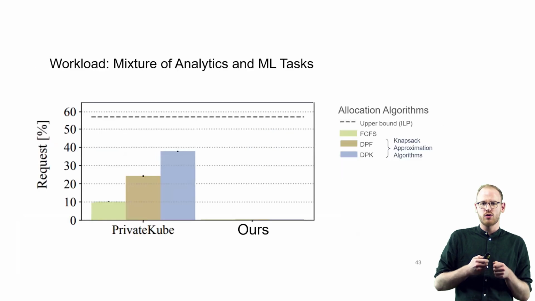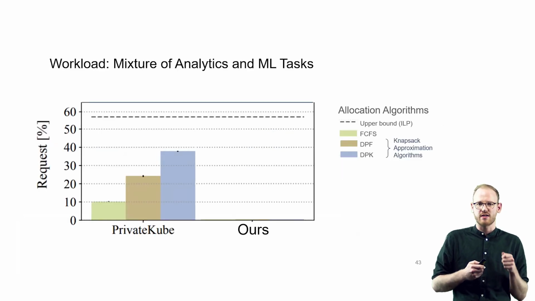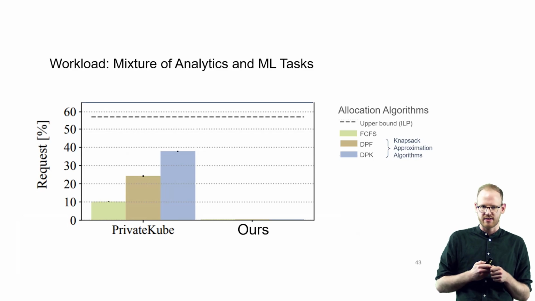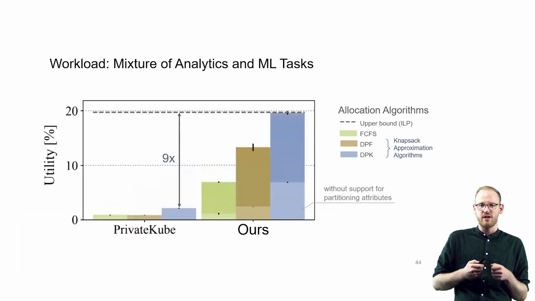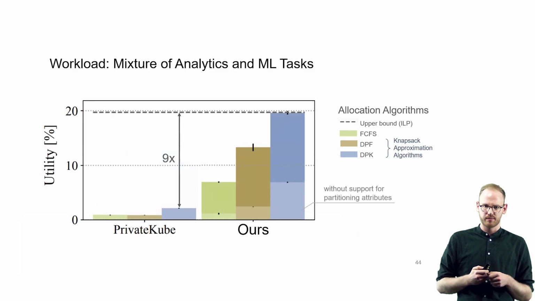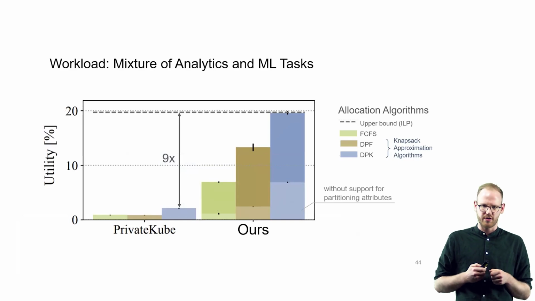As a baseline, we show the improvements in terms of the percentage of accepted requests for a workload that is a mixture of machine learning and analytics tasks. In this setting, Cohere achieves a 1.5x improvement. However, here we only maximize the number of requests. However, in reality, not all requests are equally valuable. Optimizing for a more realistic utility metric, we can see an increase of 9x for this workload. This really highlights the importance of a fine-grained privacy analysis in DP for these mixed workloads with complex preferences.